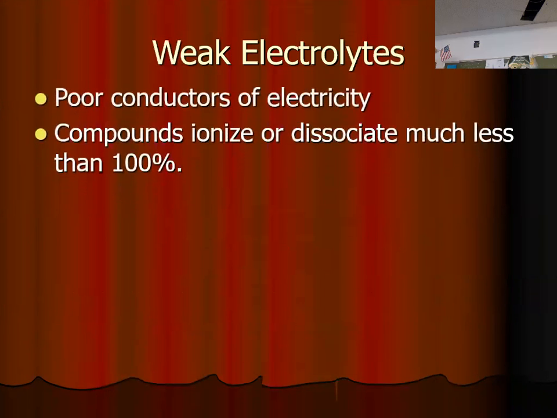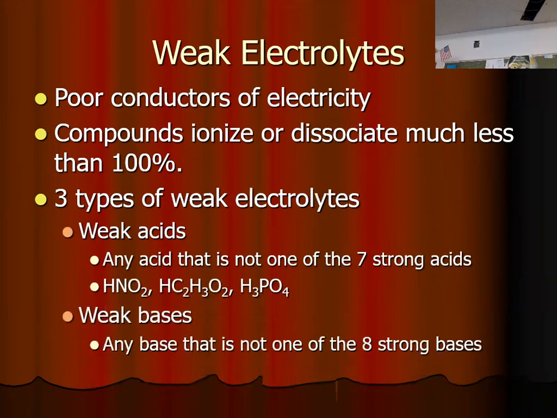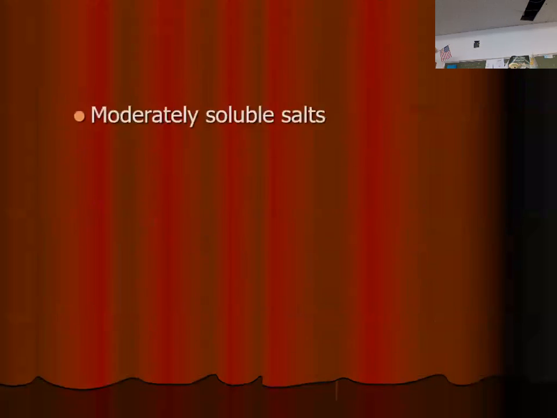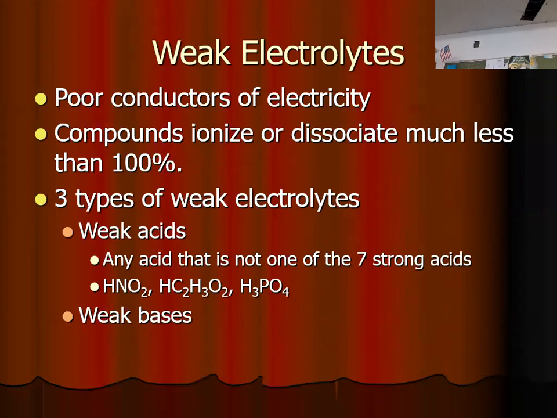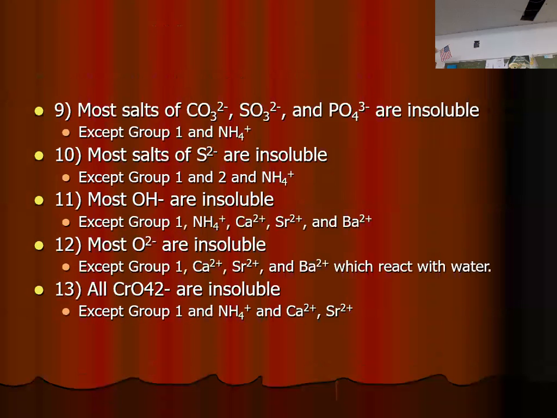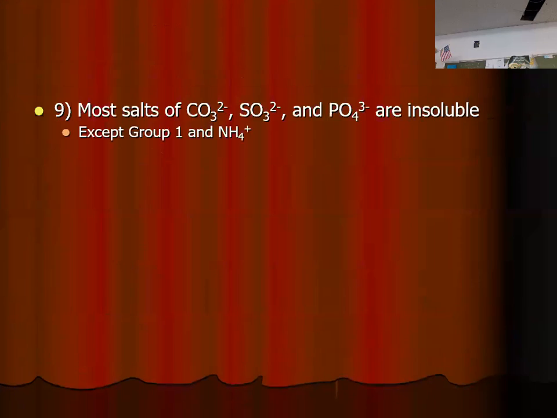A weak electrolyte is a poor conductor of electricity; they do not fully dissociate. There are 3 types: weak acid, weak base, and the third one being moderately soluble salts. These are the things that barely dissolve, somewhat soluble. For example, silver acetate is slightly soluble, so that would be a weak electrolyte.